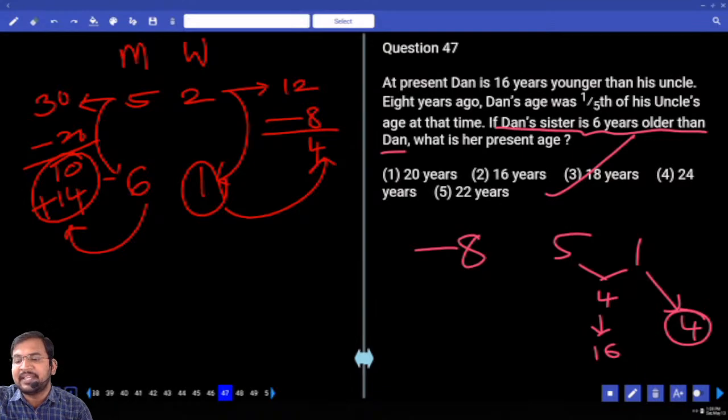Dan's age 8 years ago was 4, so present age is 12. The sister is 6 years older than Dan, so Dan's sister's age is 18.